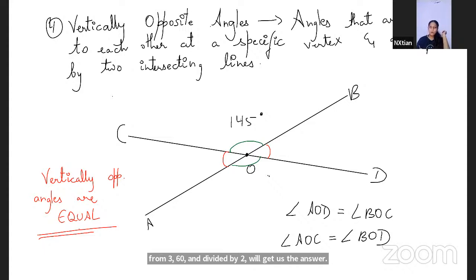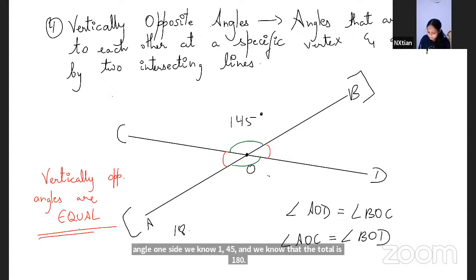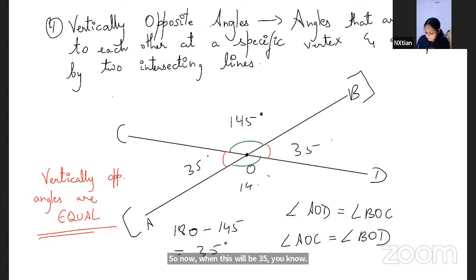That is right, but a little long process. What you can also do is look at only line AB. On one side we know 145, and we know that the total is 180. So we can do 180 minus 145 directly, and we get 35. So when this is 35, this will also be 35, and this will be 145 because vertically opposite angles are equal.